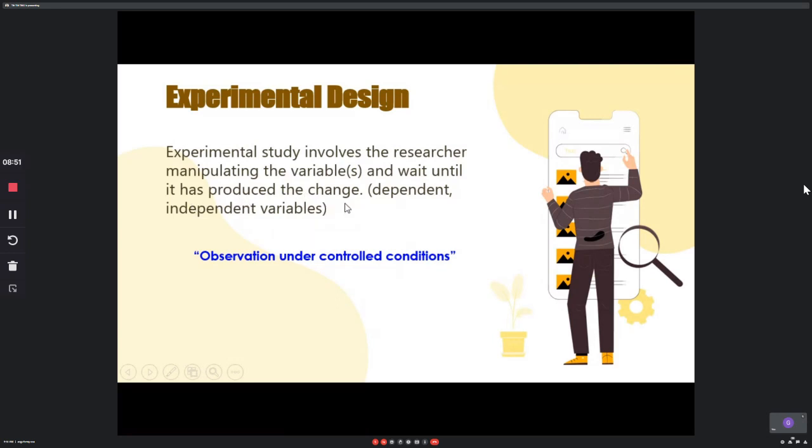We have dependent and independent variables. So we are going to change the independent variable, and then we look at the dependent variable, how the dependent variable changes when we manipulate or change the independent variable.